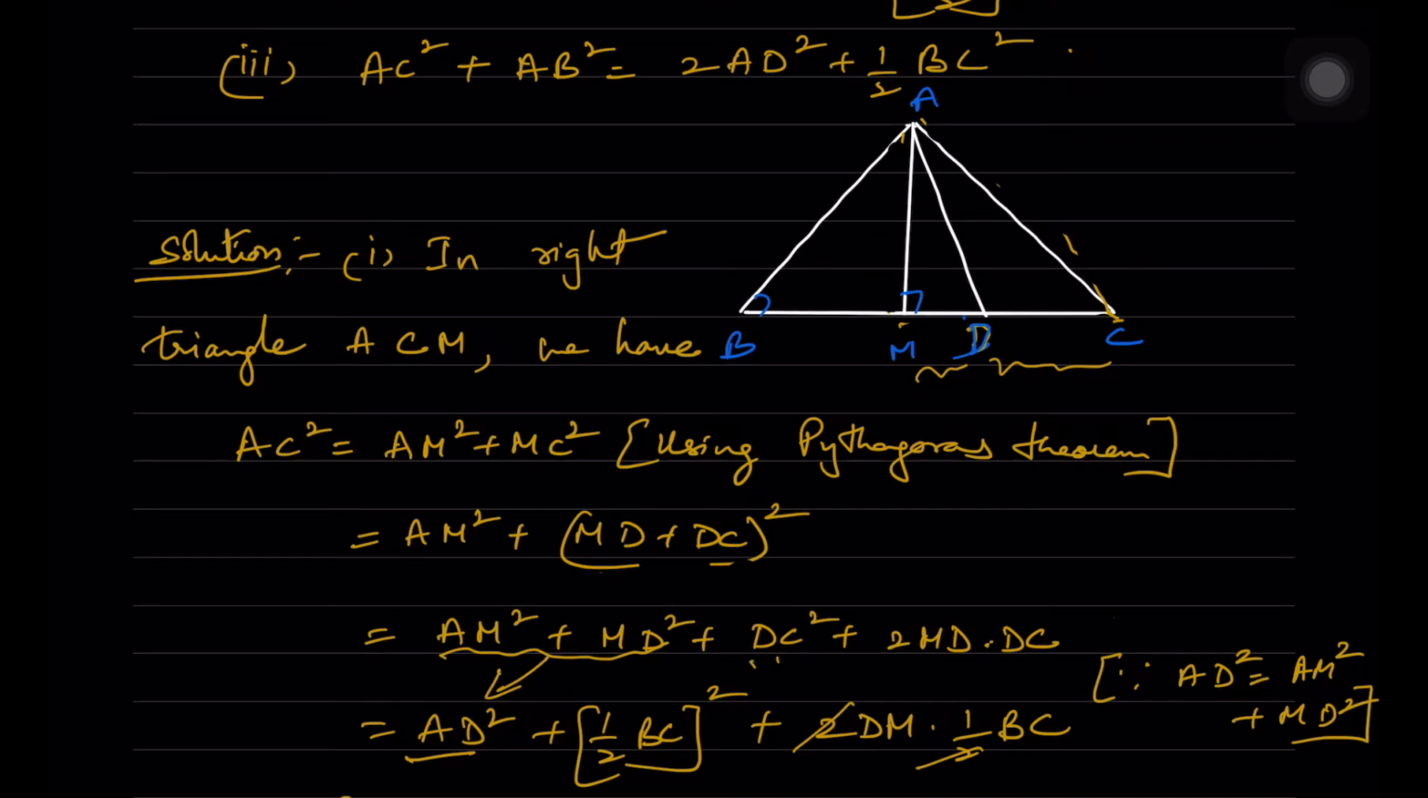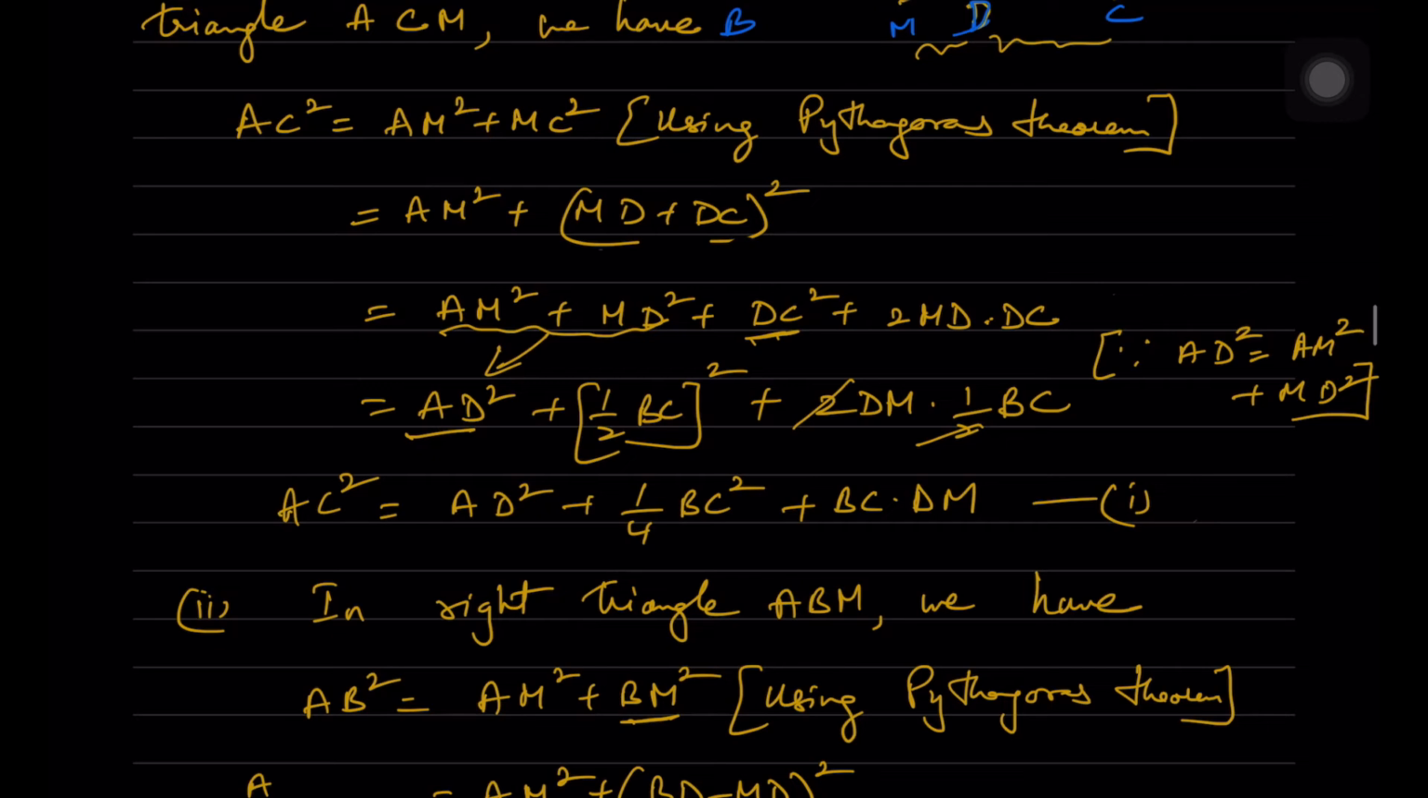So therefore CD can be written as half of BC, plus 2 into DM, MD can be written as DM, into DC is again written as half BC. So 2 will get cancelled. So what are we left over here? AC square is equal to AD square plus 1 by 4 BC square plus BC into DM, which is the first part which we had to prove.